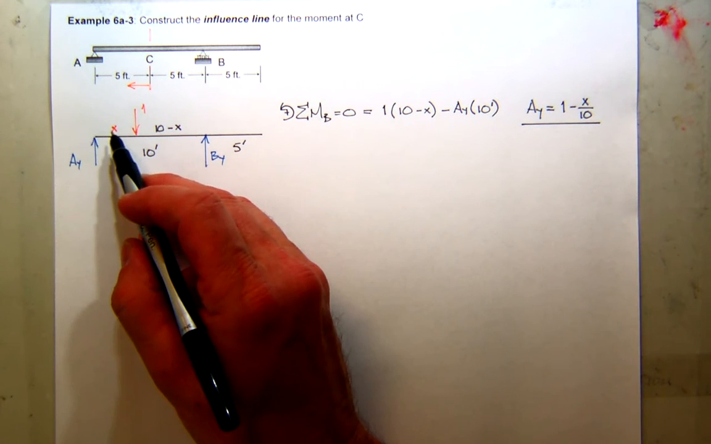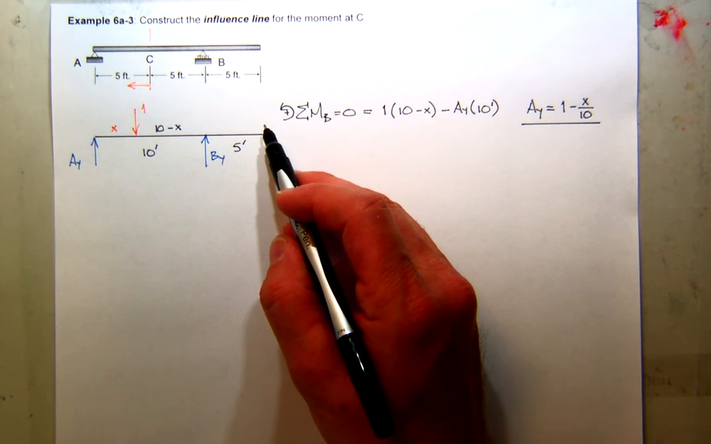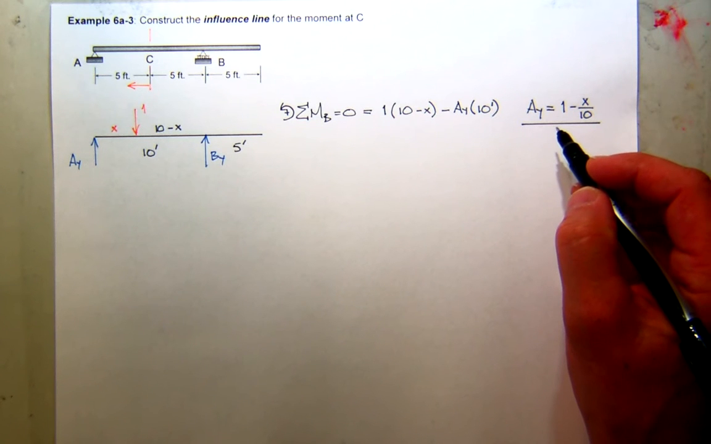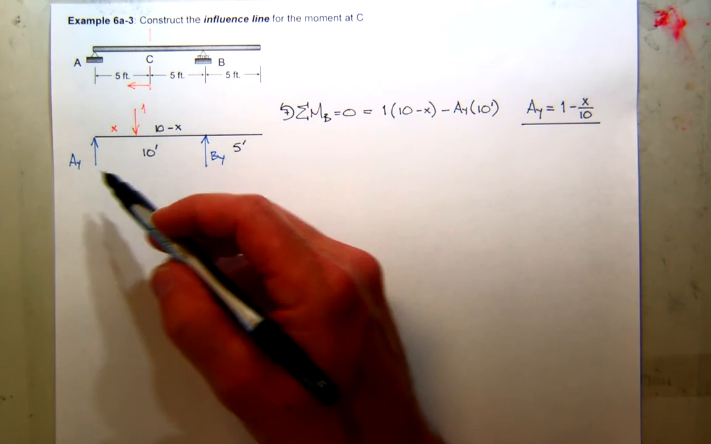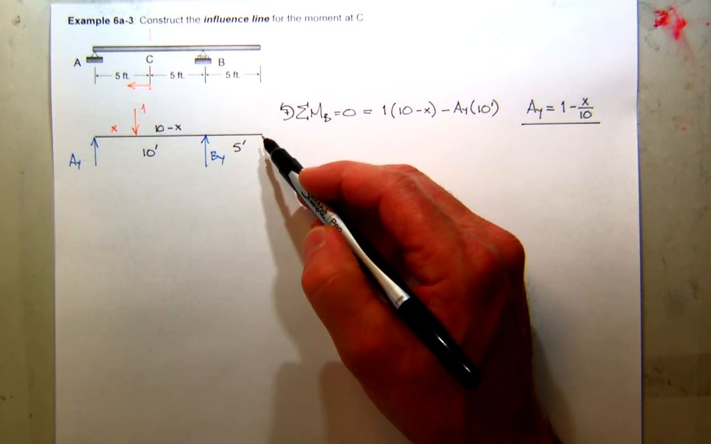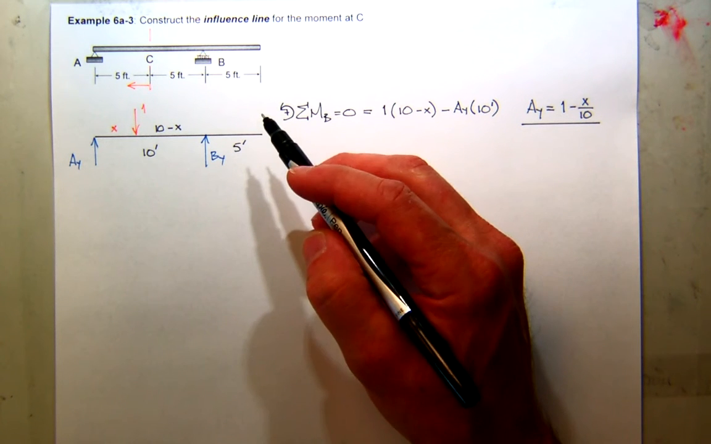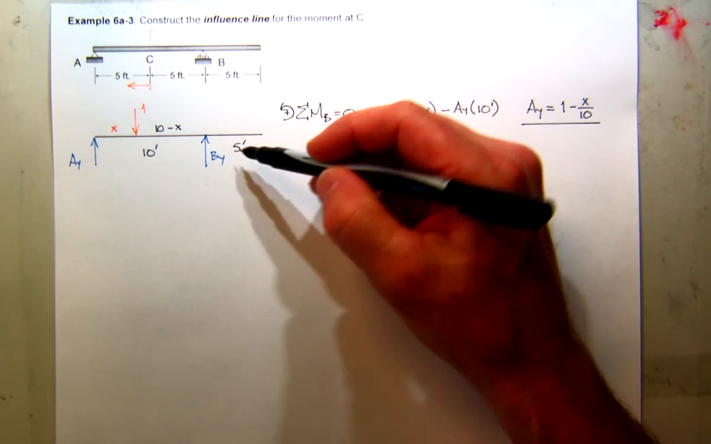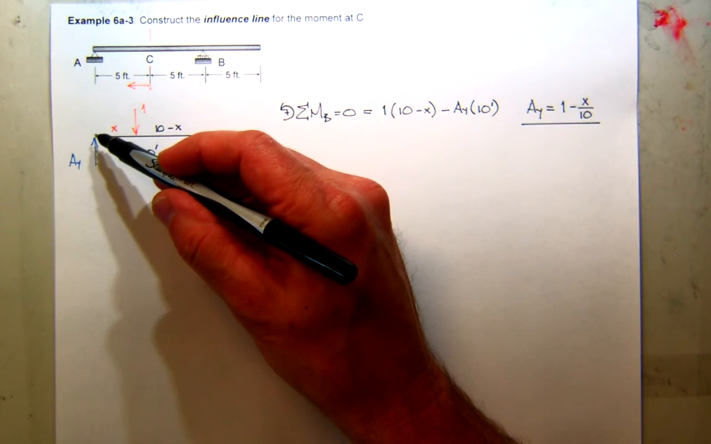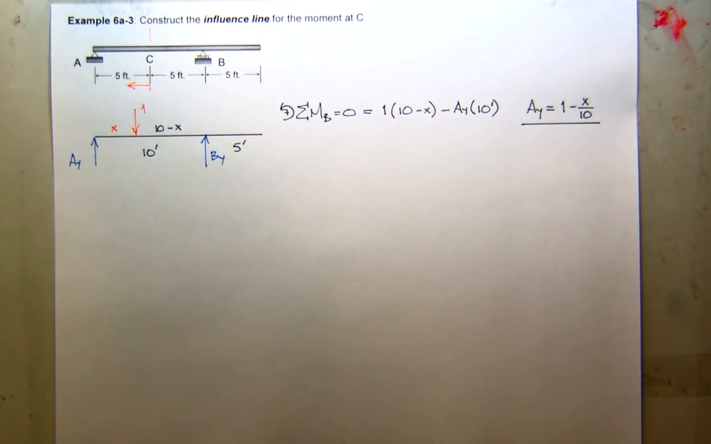Notice when the unit load moves all the way over to X equal 15, what does my reaction turn into? Negative. Does it make sense that my reaction now is down when I'm applying the unit load here? I think the answer is yes, because you'll notice it's like a seesaw. About B, if I push down here, I better push down here to balance it. So that seems to work.